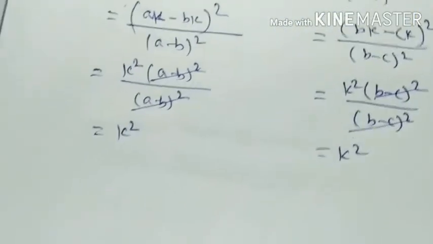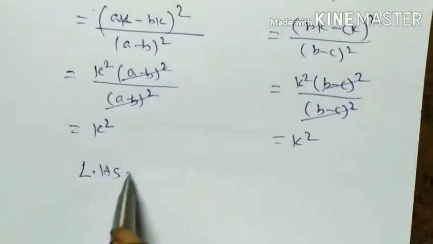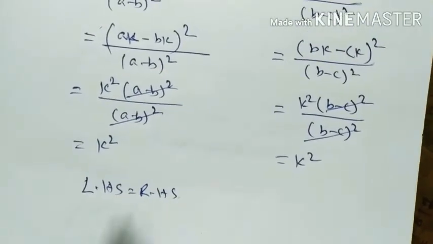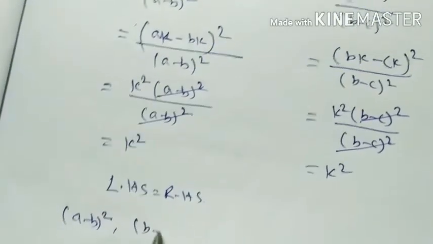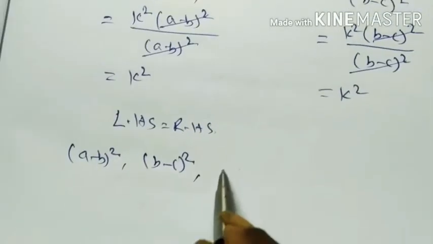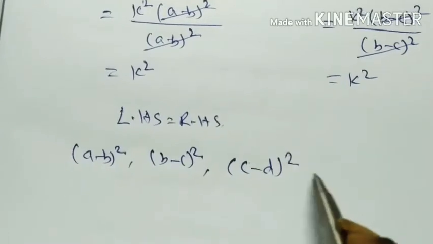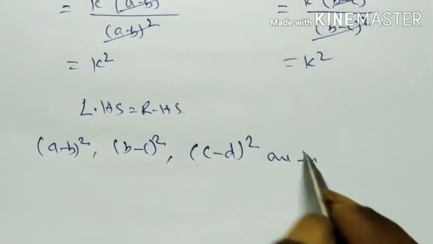So now you see that your left hand side is equal to right hand side. So I can say that A minus B the whole square, B minus C the whole square, and C minus D the whole square are in GP.